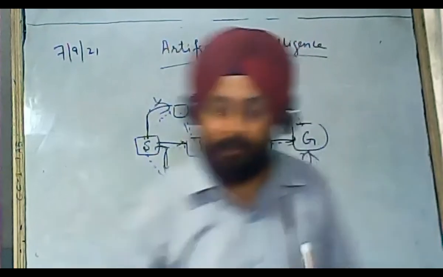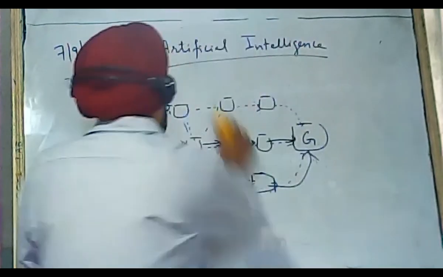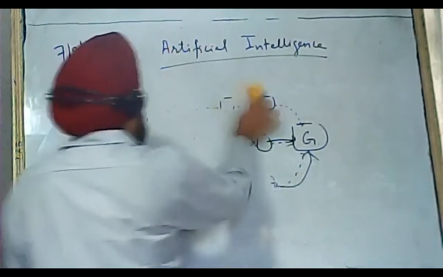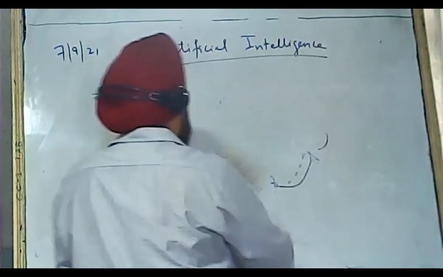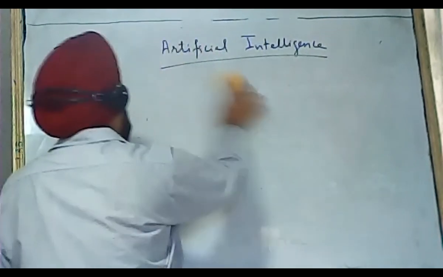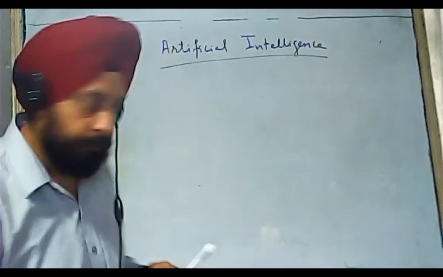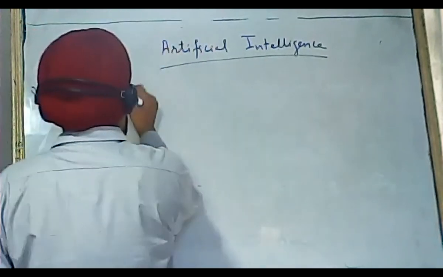So under constraint satisfaction problem, one important category of problem is the crypt arithmetic problem. So I will do one of the crypt arithmetic problems for you.